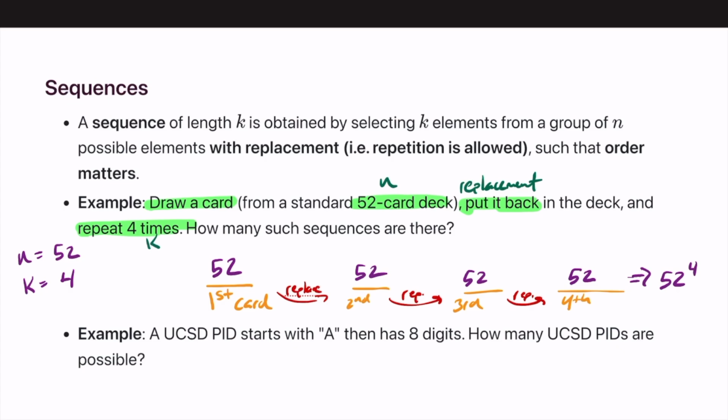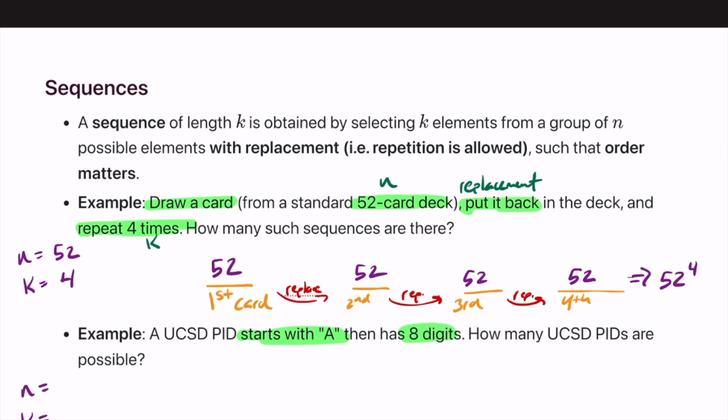All right, UCSD PIDs start with A, then it has 8 digits. How many PIDs are possible? All right, so we have 8 digits, always starts with an A, and then how many are possible? We know that this is with replacement because it has 8 digits, and you can have repeating digits, right? You can have a 1 and then a 1, so on and so forth. So let's start with n and k and figure out what those are.